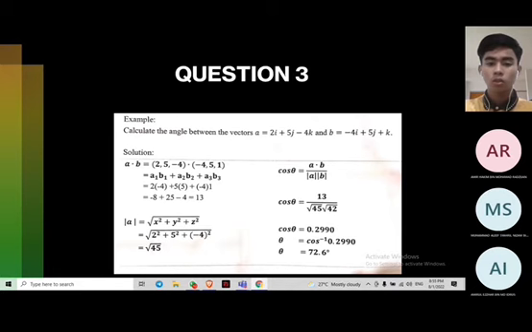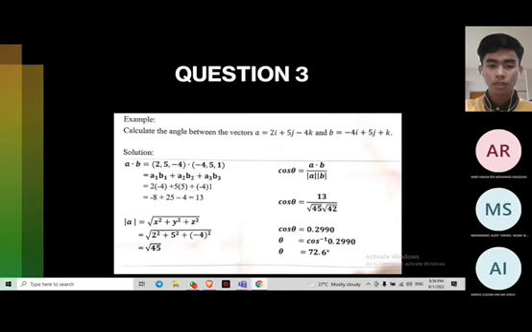Example for question 3. Example, calculate the angle between the vector A sama dengan 2i tambah 5j tolak 4k dan B sama dengan negatif 4i tambah 5j tambah k. A dot B sama dengan buka kurungan 2, 5, negatif 4 dot buka kurungan negatif 4, 5, 1 tutup kurungan, sama dengan A1 B1 tambah A2 B2 tambah A3 B3, sama dengan 2 darab negatif 4 tambah 5 darab 5 tambah negatif 4 darab 1. Kita akan dapat negatif 8 tambah 25 tolak 4 sama dengan 13.